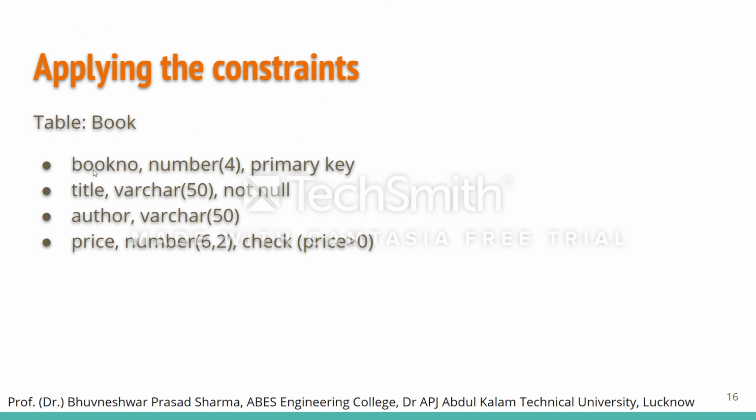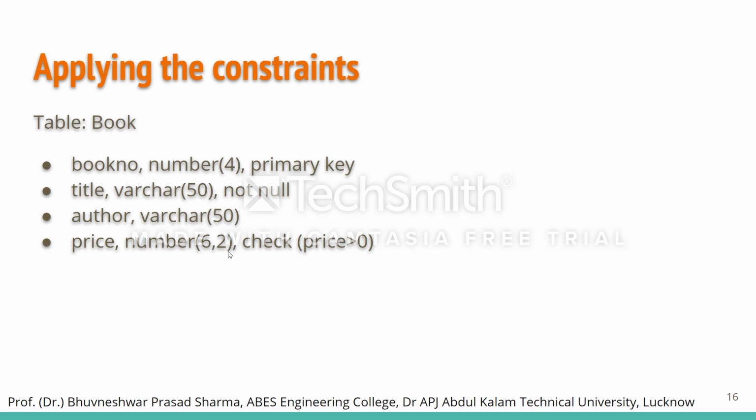Take this example. Book number: it has to be unique, it should not be blank, and it should always be unique. That is known as a primary key. The constraint is primary key. Title should not be blank, so the keyword is not null. For author, we have not applied anything, so author can be null.